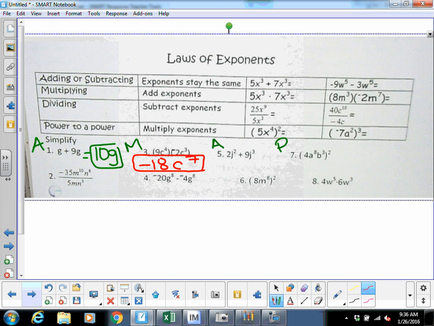Okay, could you do anything in problem number 5? Did anybody add those and tell me it was 11j^5? Why can't we add them? They're not the same exponent. Can you do anything else, any further? No, it is just your answer: 2j squared plus 9j cubed.